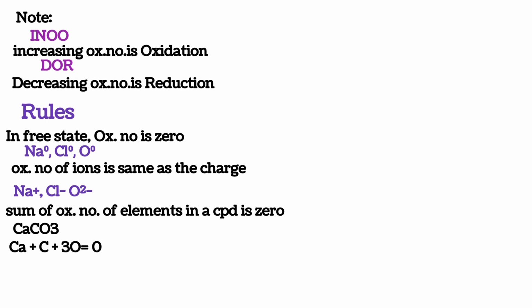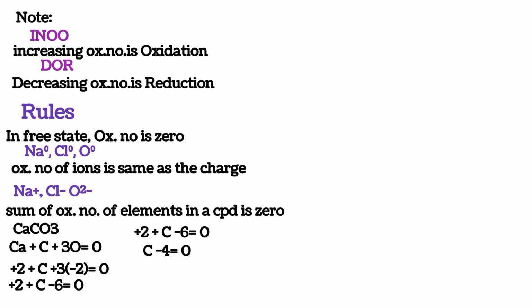For example, CaCO3. The oxidation state of Ca plus that of C plus 3 oxygen atoms will be equal to 0. So we have +2 being the oxidation state of calcium, plus carbon, plus 3 times -2, which is the oxidation state of oxygen, equals 0. So +2 plus C minus 6 will be equal to 0.